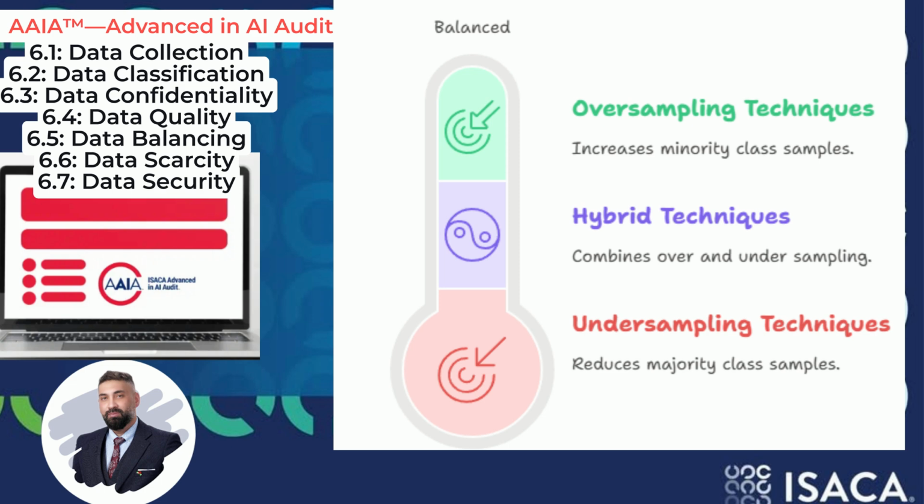There are several common techniques for data balancing, generally falling into two categories. First, data-level approaches, which modify the dataset itself. Oversampling, increasing the number of instances in the minority class. Random oversampling, simply duplicating random instances from the minority class. SMOTE, synthetic minority oversampling technique. A popular technique that creates synthetic samples for the minority class by interpolating between existing minority instances. ADASYN, adaptive synthetic sampling. Similar to SMOTE, but focuses on generating more synthetic data for minority class samples that are harder to learn.